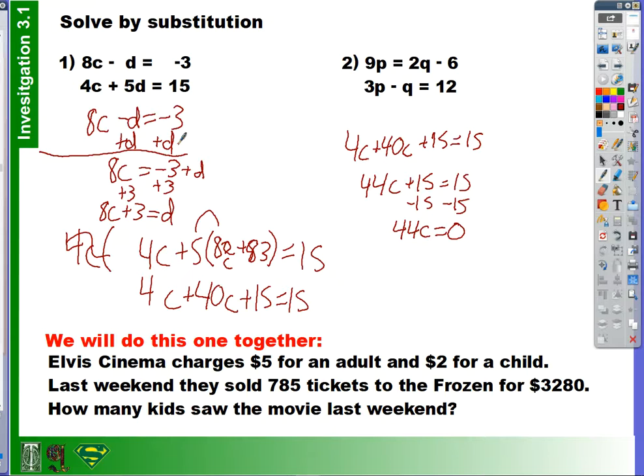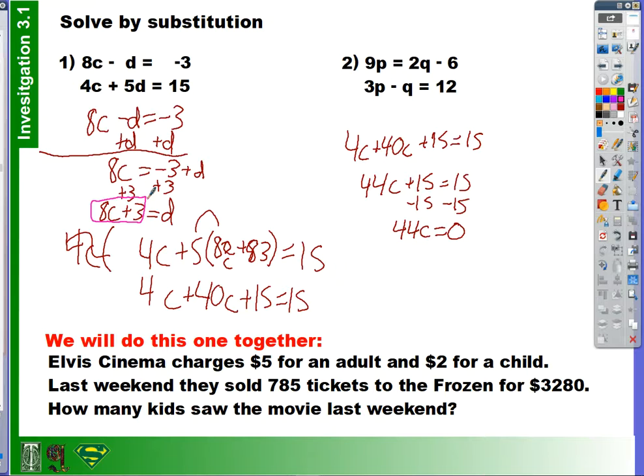She wanted D and C to be on different sides. Why did she want D and C on different sides? So she can get the value of one of them and substitute it in the second. Oh, so she's trying to get D all by itself. She's solving for D. So that's why she added 3 to get D by itself. So D is equal to this whole expression right here. So 8c plus 3 is equal to D.